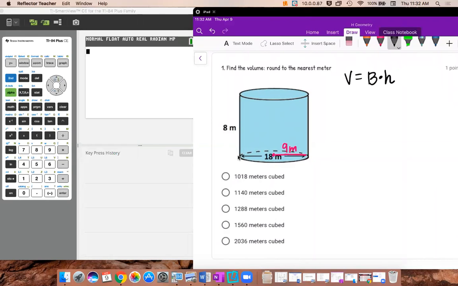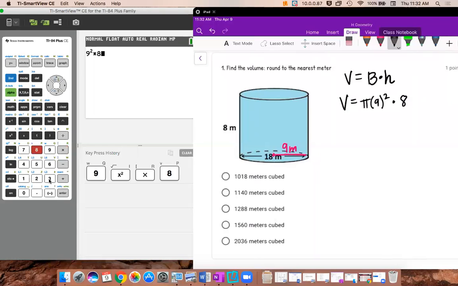That tells us our radius is going to be 9 meters long. So then we're just going to plug it in. The area of our base, this B value right here, is going to be pi r squared, so 9 squared, and then we're going to multiply that by the height. Our height is 8, and we're going to plug it into our calculator: 9 squared times 8. At this point, I'm leaving out the pi. So if we wanted this to be exact, it would be 648 pi meters cubed, because we're working with volume.